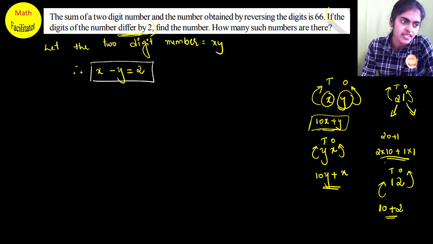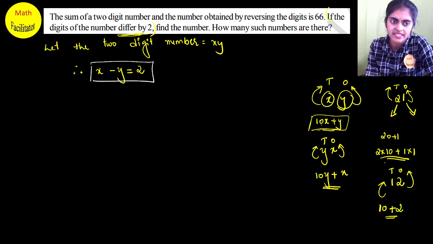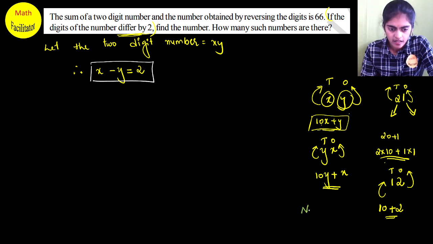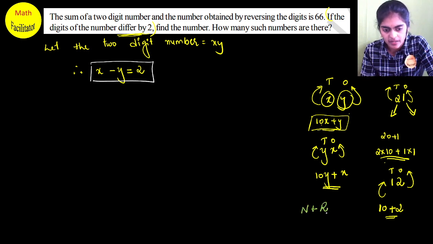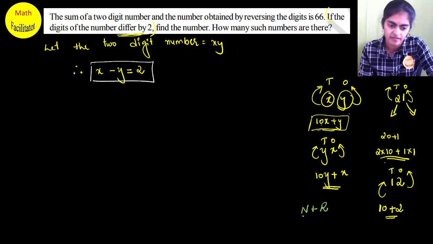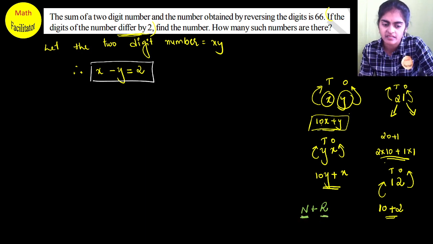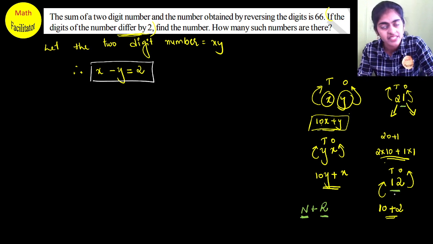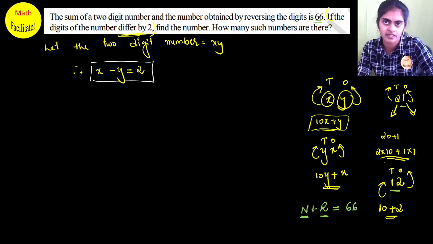Now, see the next one. If the sum of a two-digit number and the number obtained by reversing the digits. Which means number plus the number which you are getting by reversing the digits. For example, 21 is a number, so 12 is the number you are getting by reversing the digits. If I am adding these two numbers, sum means addition, I am getting 66. That is the condition given to us.